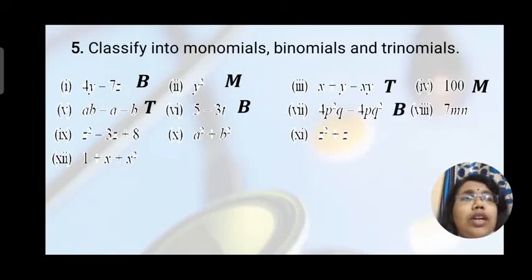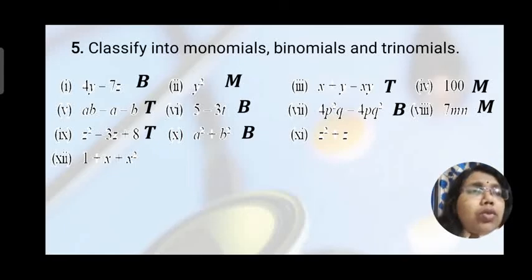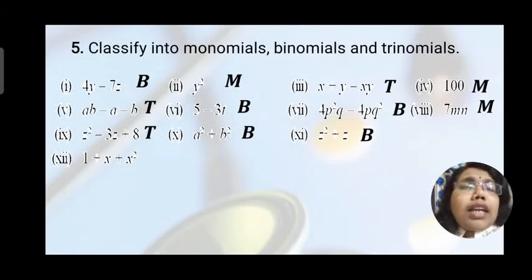Eighth one has only one term, so monomial. Ninth one has three terms, so trinomial. And then the 10th one again has two terms, so binomial. Then the 11th one has two terms, so again binomial. And the last one has three terms, so it is a trinomial.